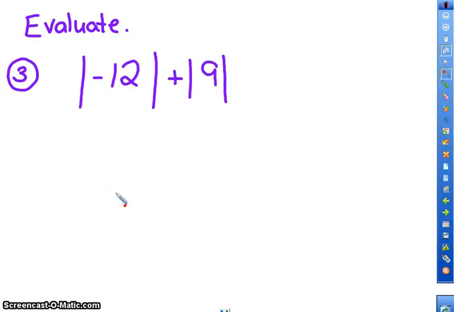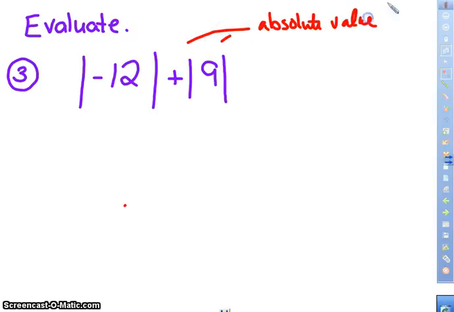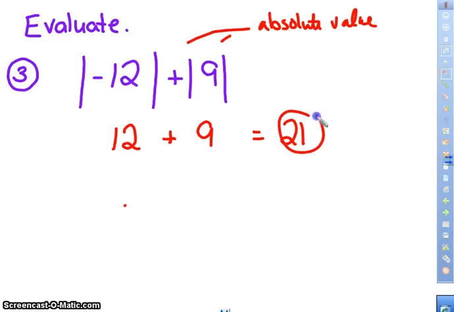Okay, now we're evaluating. Now if you remember, these are our absolute value signs. An absolute value means the distance a number is from 0. Okay, now a distance we talked about could never be negative. Can't run negative 12 miles. Okay, so the absolute value of negative 12 is 12 because it is 12 spaces away from 0 on a number line. The absolute value of 9 is 9. And then I'm just going to add them together. So 12 plus 9 is 21, and that's my solution.